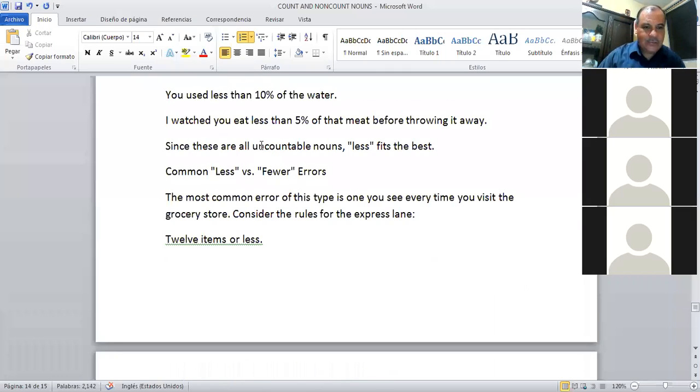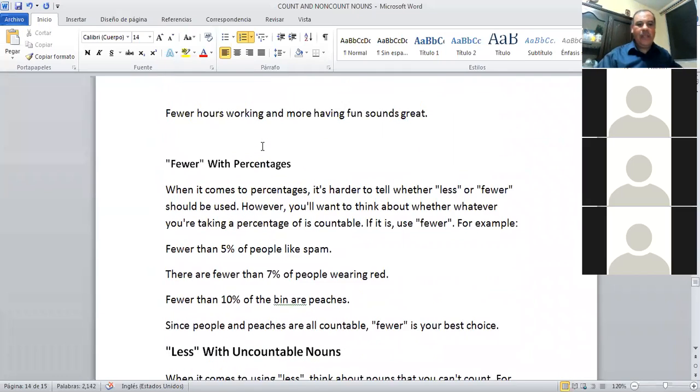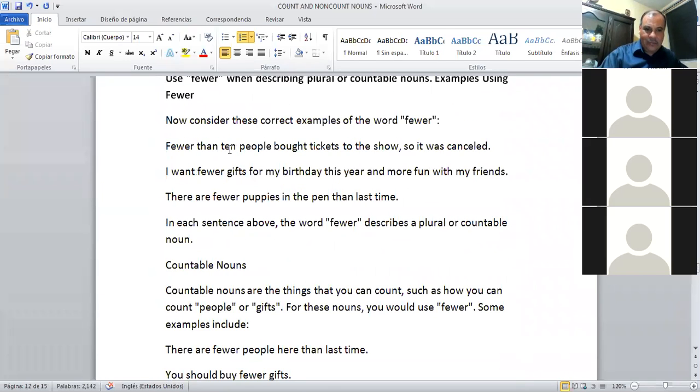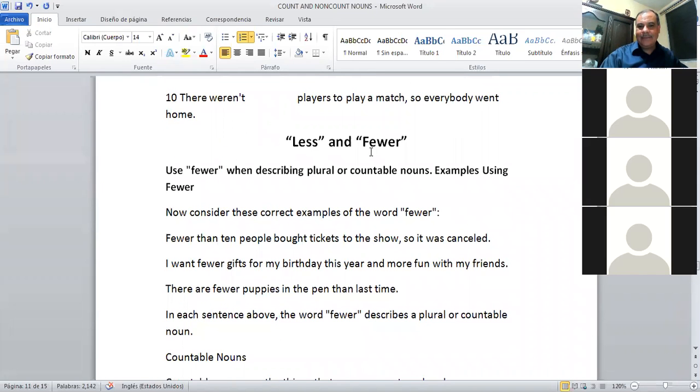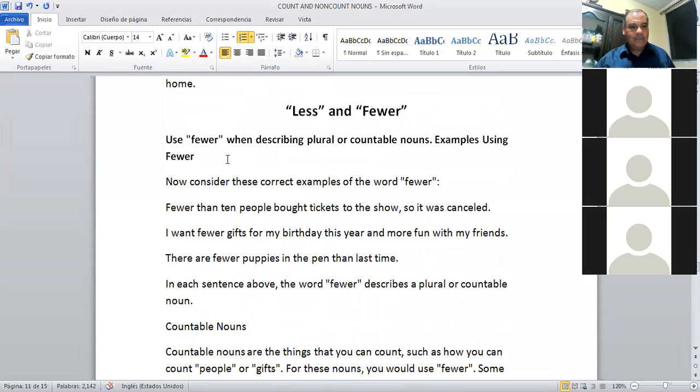Okay, so we're going to leave that. So now, this is what we were working with yesterday. We're going to go quick: less and fewer. In Spanish, we use the same thing, menos y menos. But in English, it's menos y menos pocos, okay? You use fewer when describing plural or countable nouns. So look, when describing plural or countable nouns, we use fewer.